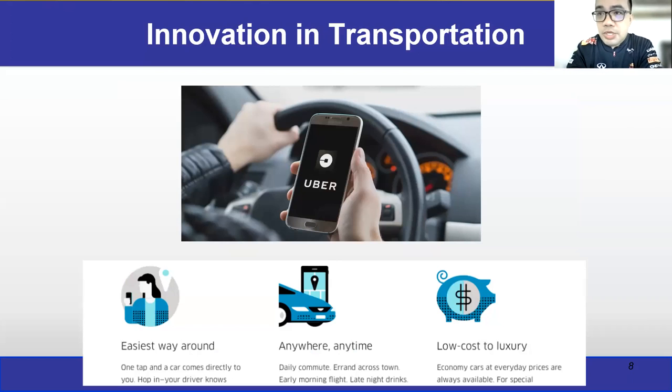All right, so guys, I think you're familiar with the innovation in transportation that's called Uber. Uber, that ride-hailing mobile app. Okay? Yes? Questions? Comments? So you're familiar. In the Philippines today, the most popular one is Grab. But Uber actually started it all.